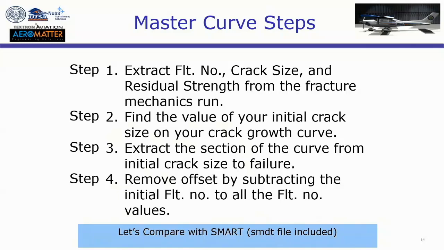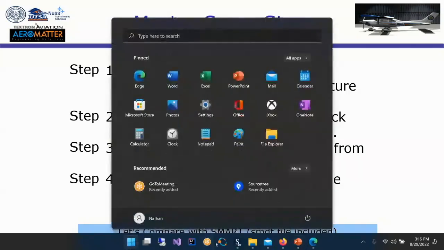So let's say I want to have a 0.05. You take that 0.05, you locate it in your data, you extract the section that you need, you remove the offset, and then you compute your POF. It sounds very complicated in these four steps, but I'm going to show you in Excel, so you will see that it's very simple to do.